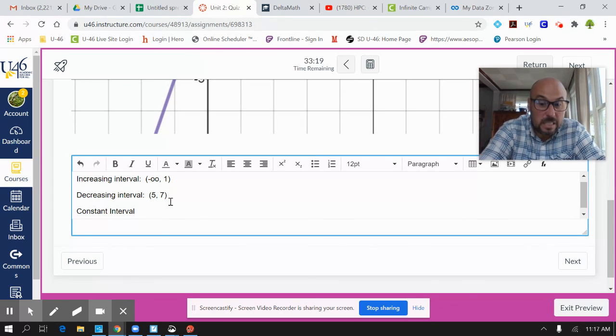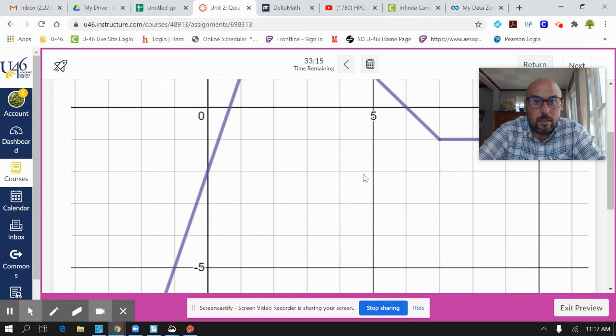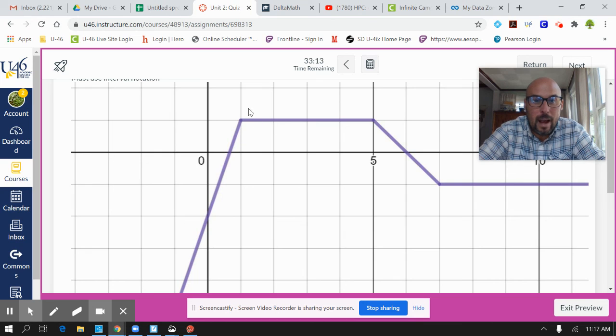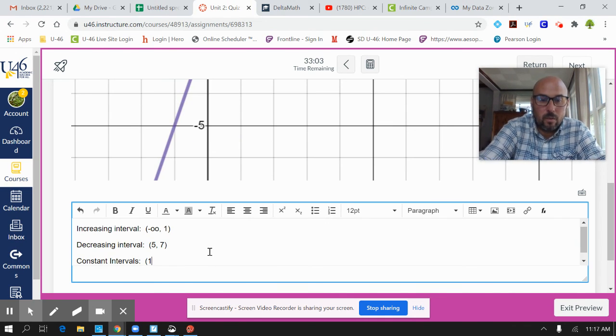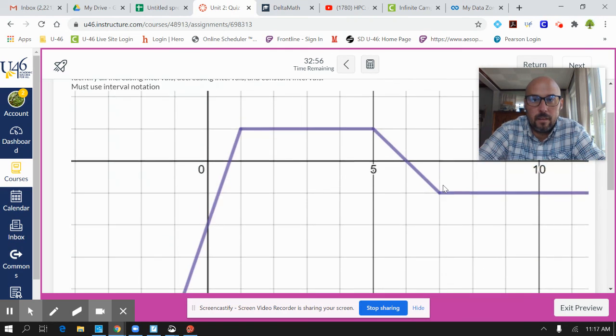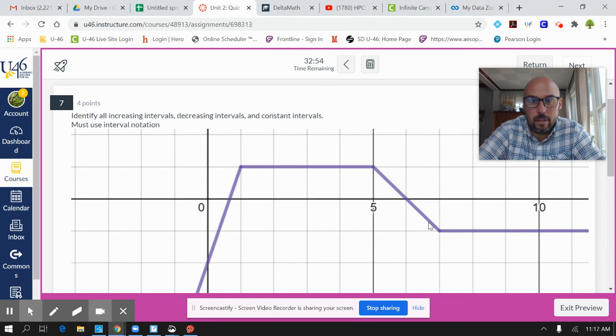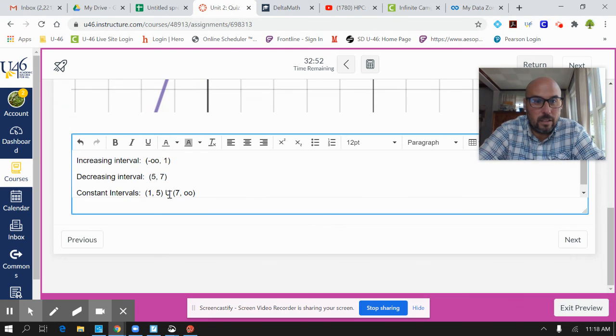Constant intervals, because there are two. There's a constant interval here between x equaling 1 and x equaling 5, and then also here when x equals 7 and on to infinity. So this is between 1 and 5, union 7 to infinity. Just double check my work, between 1 and 5, and then from 7 to infinity. Yes, that's what I wrote. Next.